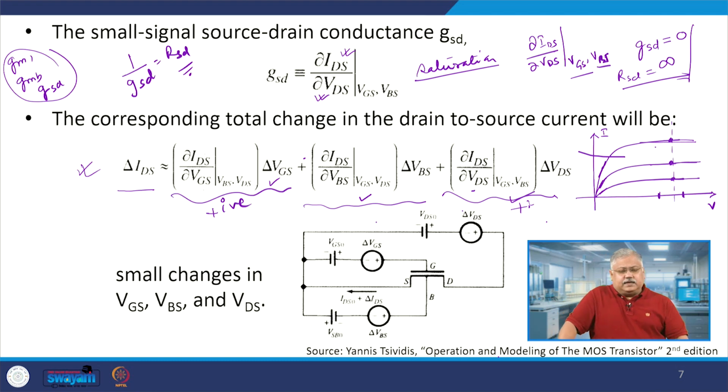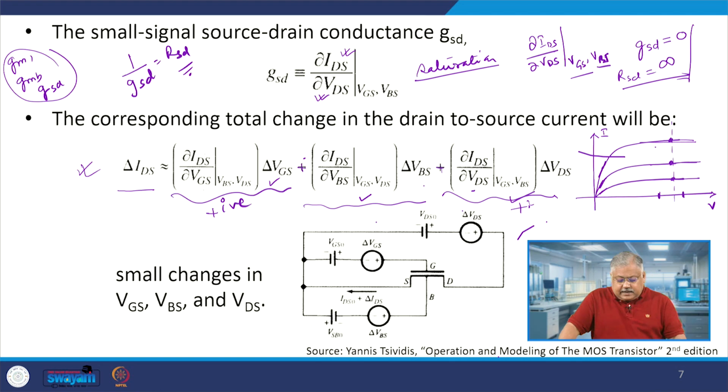I leave it as an exercise for you to figure out yourself: if I change the bulk to source potential, it is a p type substrate, I am giving a positive bias to the bulk, I am increasing the positive bias, then what happens to my drain current? Look into it. Depending on whether the drain current is increasing or decreasing with bias, I will have this positive change to negative, depending upon what type, but my generic equation shows me these to be all positive. So you go on adding these small signal components.